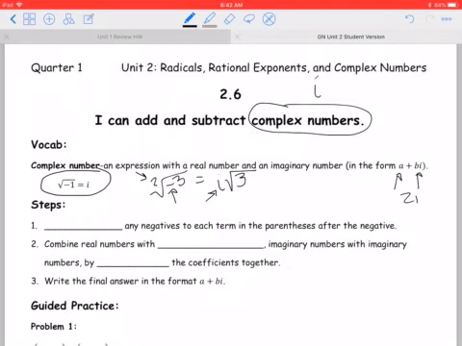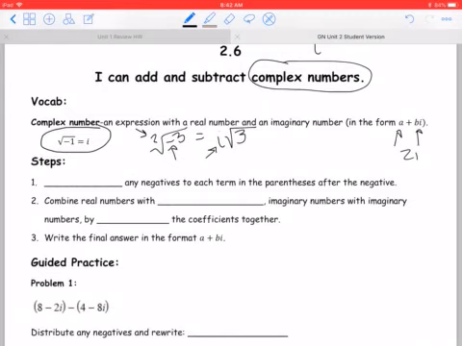So the steps are pretty easy. They're very similar to adding and subtracting polynomials, because i is almost exactly like an x or a y. So you're going to distribute any negatives. And I've still seen a few people making mistakes on those, so please double check your notes from Unit 1 if you need it.